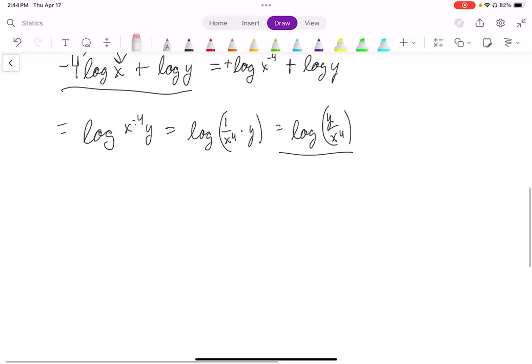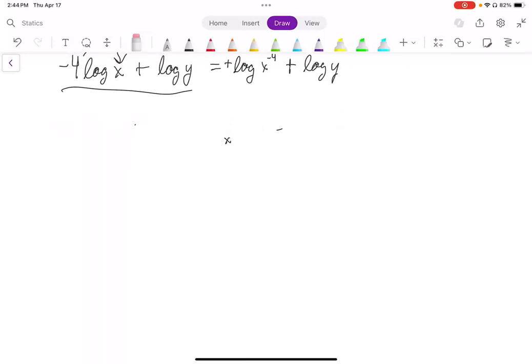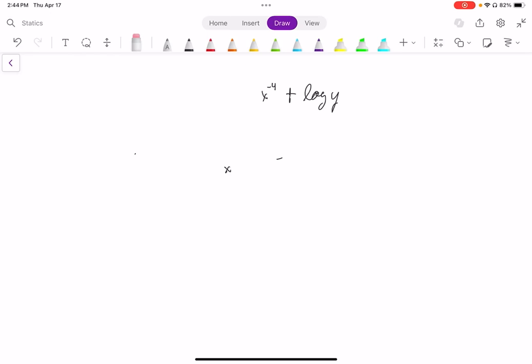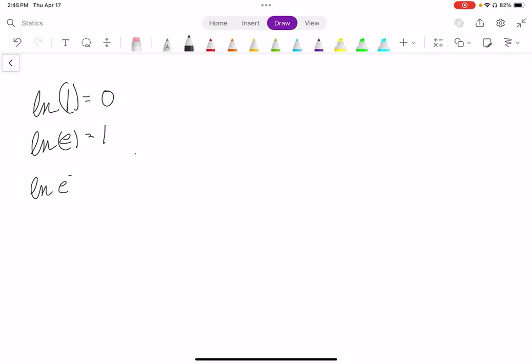Now that we've kind of refreshed our skills with logs, let's start looking at natural log. Recall that the natural log of 1 is 0. The natural log of e is 1. And the natural log of e to the -1 is -1. In other words, these would cancel each other out.